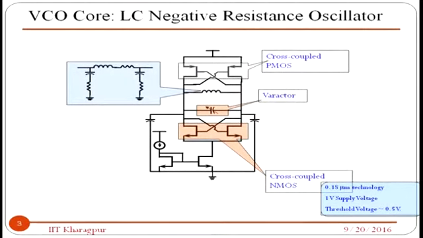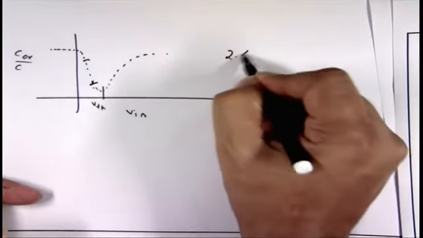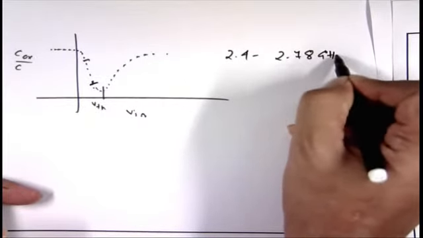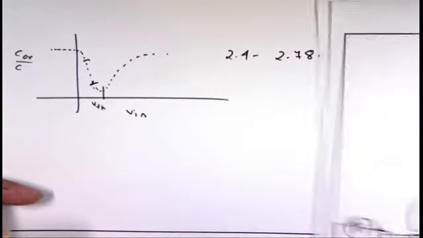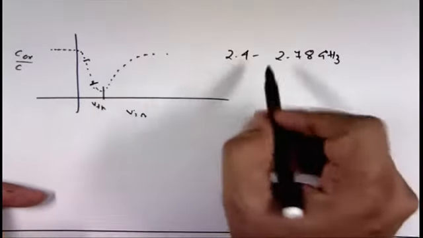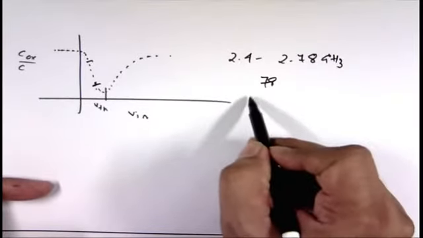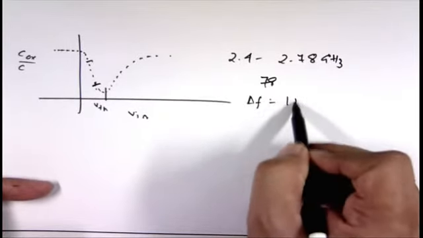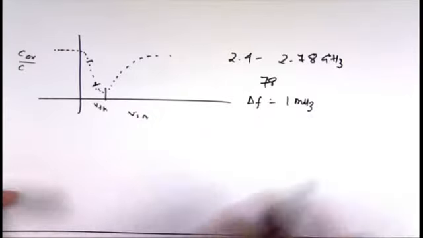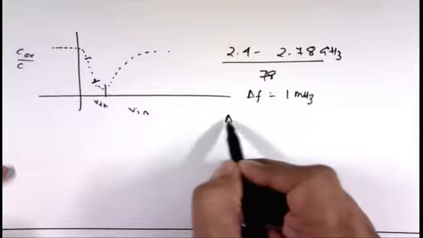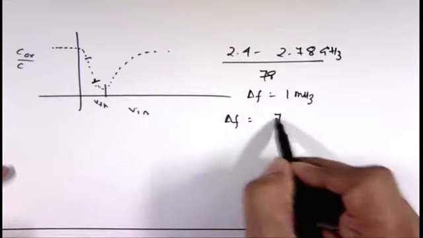For example, in Zigbee applications, where your frequency range is from 2.4 to 2.78 gigahertz, if there are 78 channels, then the channel spacing delta f will be 1 megahertz. And if you look at the frequency tuning, that is, your delta f will be 78 megahertz.